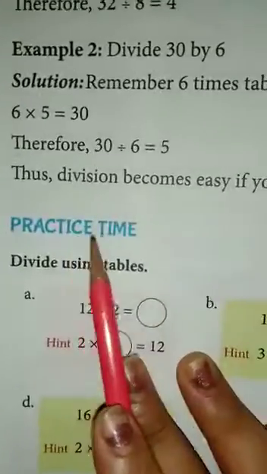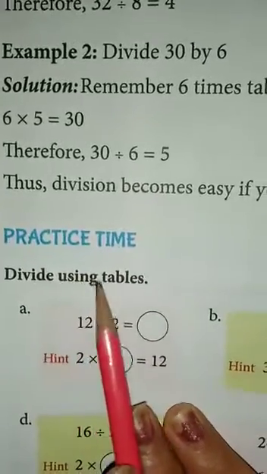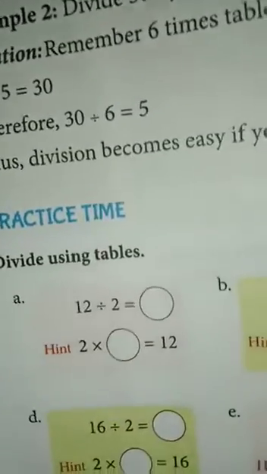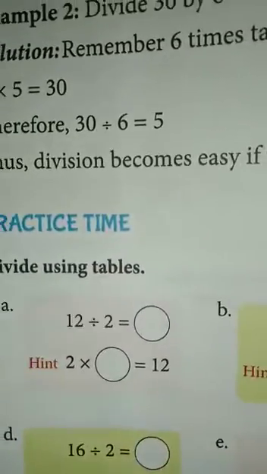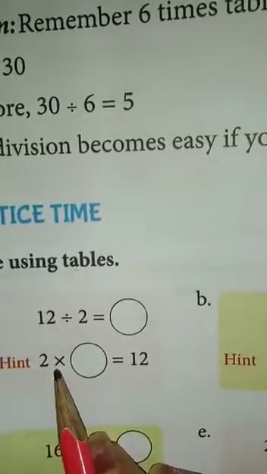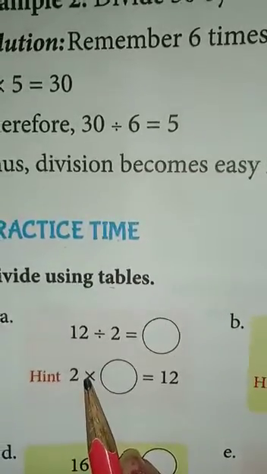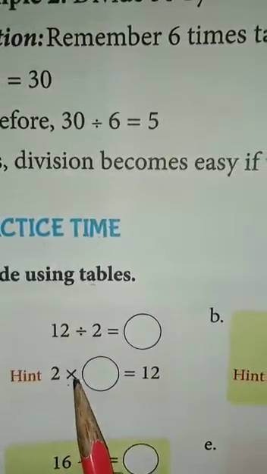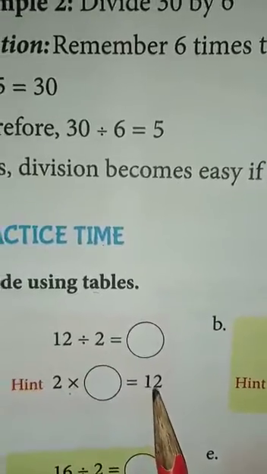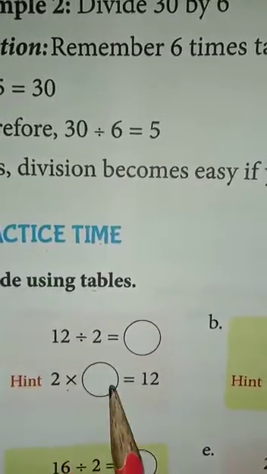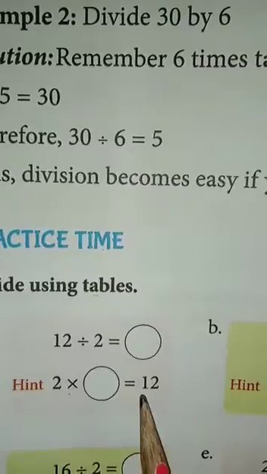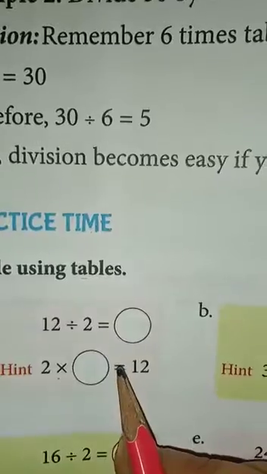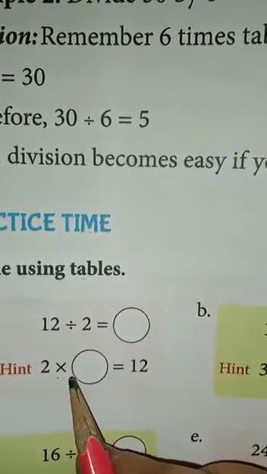So students, practice time, divide using tables. Now we have to divide with the help of tables. Here a hint is given on how to use the tables and divide. First is 2 into blank is equal to 12. We already know the 2's table.